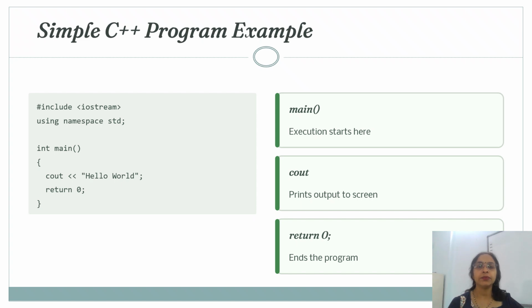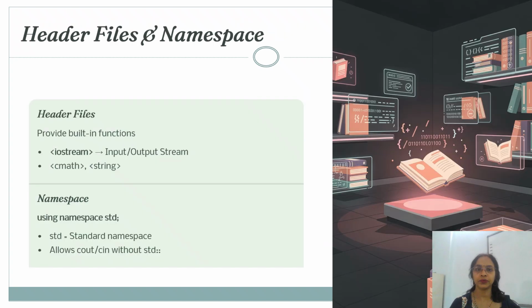Now here we see a simple C++ program that prints Hello World. That is the main program. I already told you that the execution starts from the main function. cout is used to print the output on screen, and return shows the end of the program. So #include <iostream>, then using namespace std, int main, that is the main function, and cout Hello. So this is the simplest program in C++. return 0 indicates the successful execution of the program.